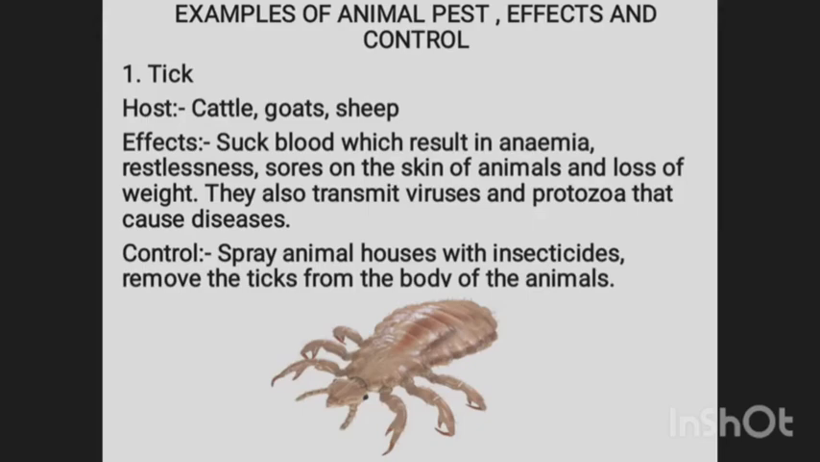It causes restlessness, sores on the skins of the animals, and also leads to loss of weight of the animal. But they also transmit viruses and protozoa that cause diseases. These are the effects on the farm animals. How do we control? Spray the animal house with insecticide. Remove ticks from the body of the animals. This is how they are controlled.